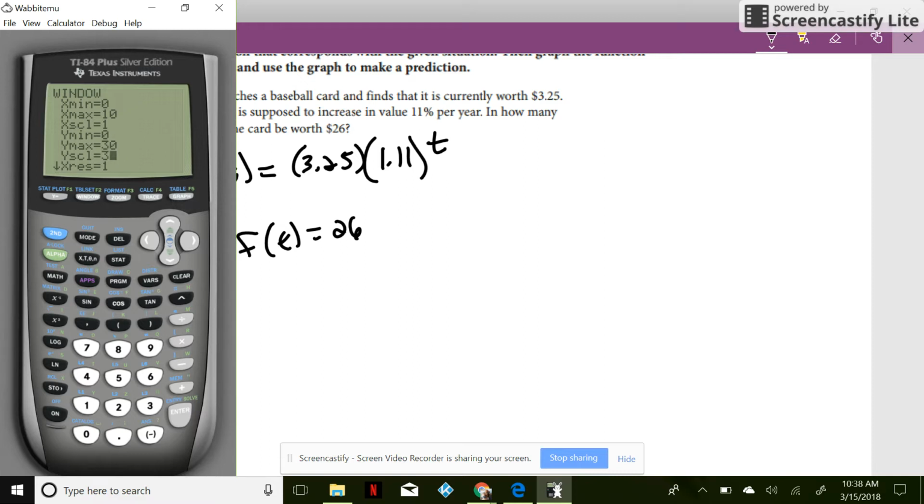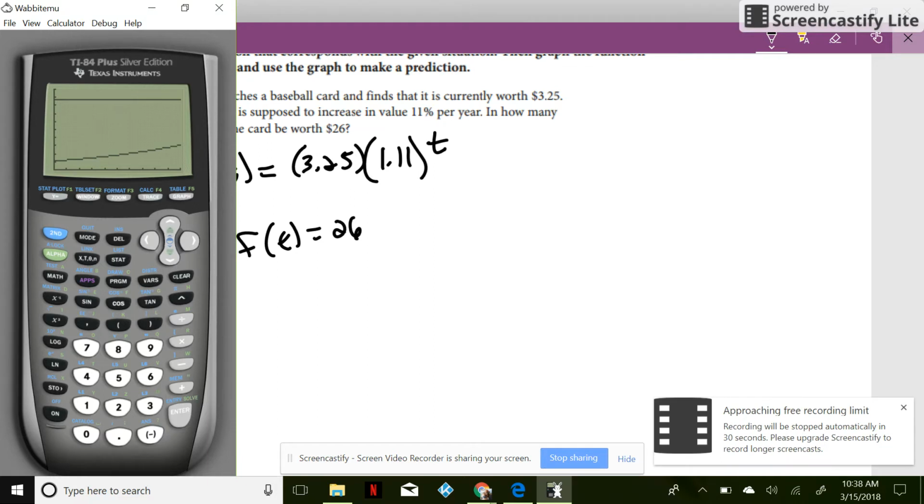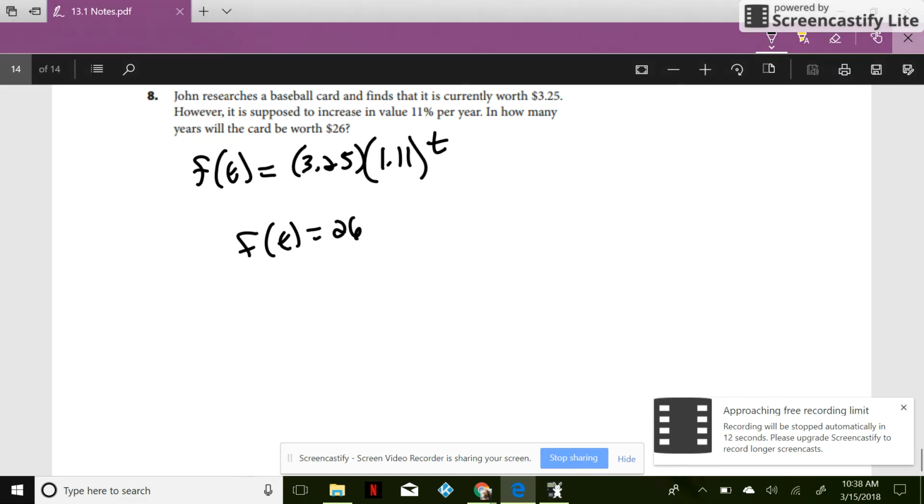Hopefully this is happening within 10 years. Otherwise, we'll have to change our x values. Well, it looks like we're going to have to change our x values. So obviously those aren't intersecting yet. Let's change this to 30 and this to 3. We'll see they should intersect here. And if you do the intersect function, you'll find that the time is about 20 years.